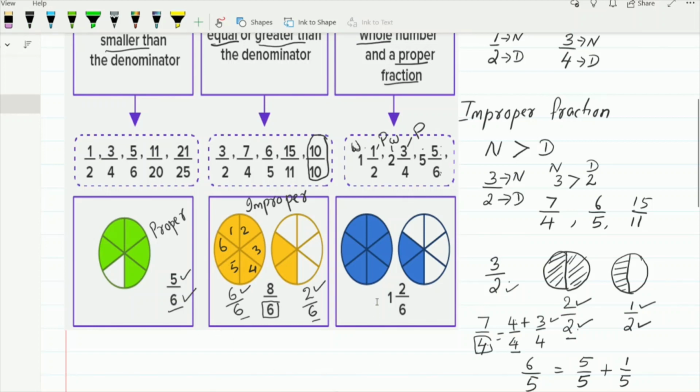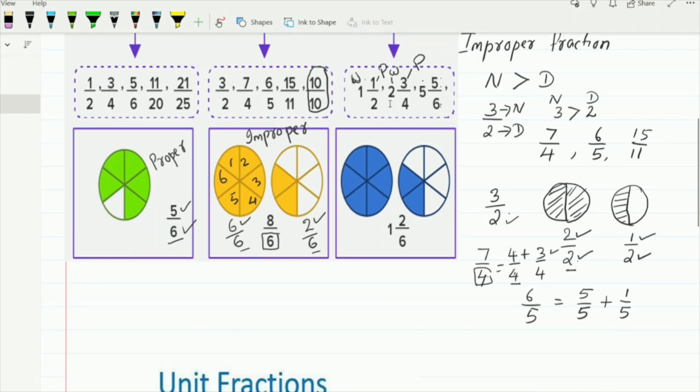Already examples of mixed fraction are given here, and one figure is given. Here one whole means how to represent that one whole. First you have to go through what is the proper fraction along with that whole number. So 2 by 6 is the proper fraction along with the whole number. So that whole number is 1. That 1 you have to represent in this way. That figure you should divide into 6 equal parts because our denominator is 6. So divide it into 6 equal parts, then you have to color all the parts, then you have to represent the proper fraction by using another figure.